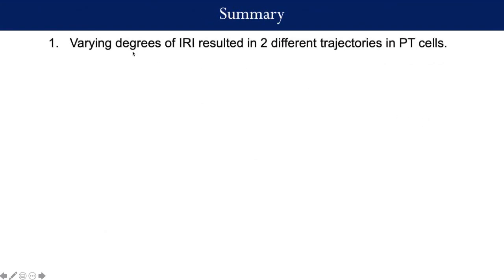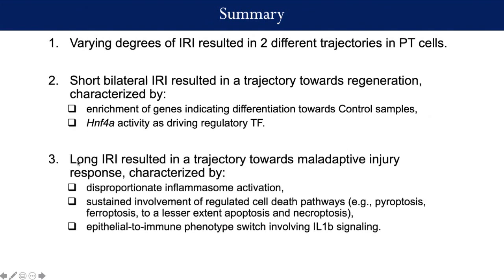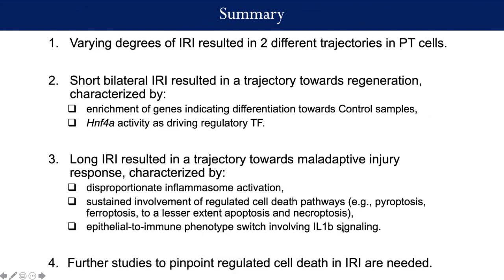So to summarize, with those 2 degrees of ischemia reperfusion injury, we get 2 different trajectories. One is after short injury, we have a trajectory towards regeneration that is characterized by healthy genes that resemble control cells, that is driven by HNF4A. And when we look at long ischemia, we get a trajectory towards maladaptation that is characterized by inflammasome activation, sustained involvement of regulated cell death pathways, and an epithelial to immune phenotype switch involving IL-1 beta signaling that we're currently following up on in other studies.